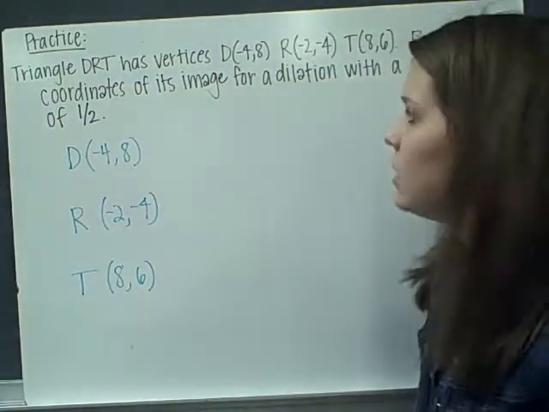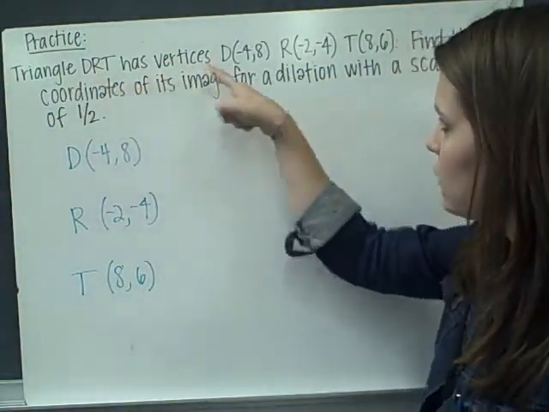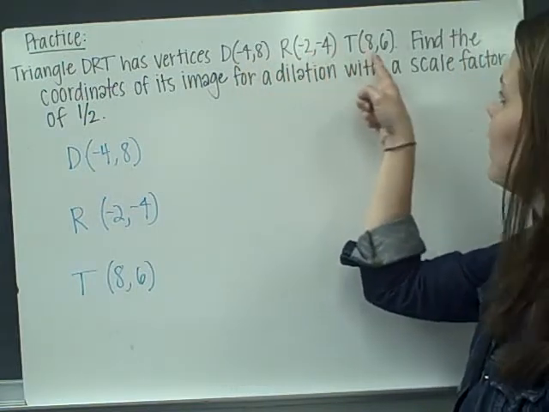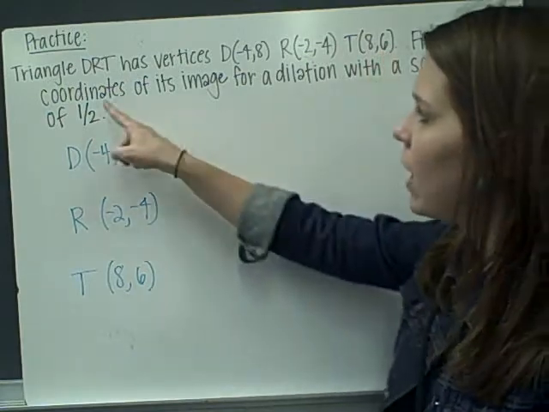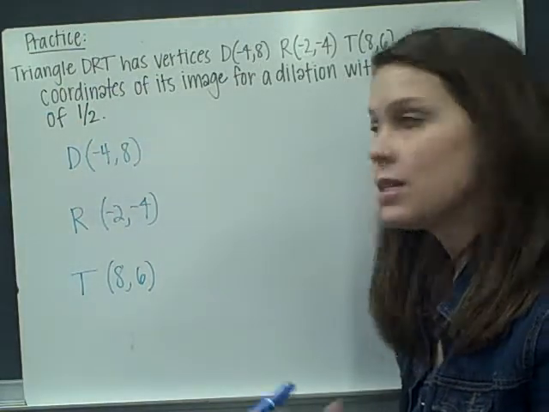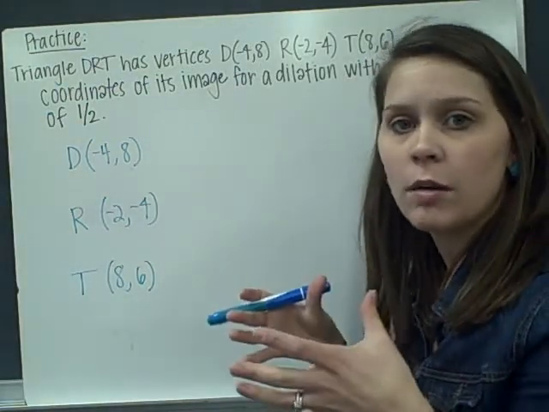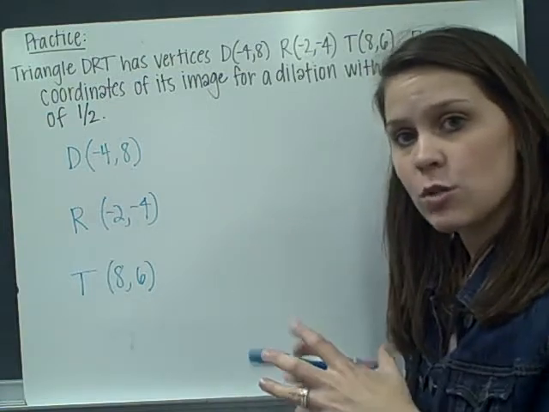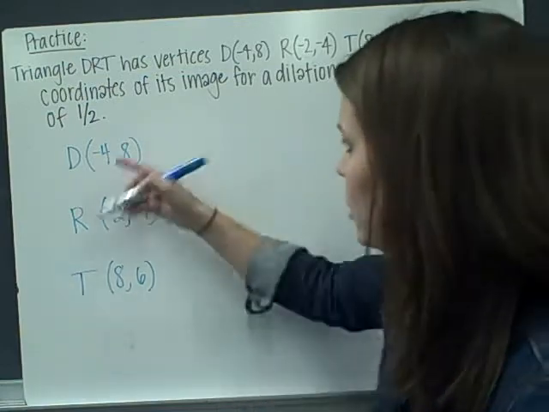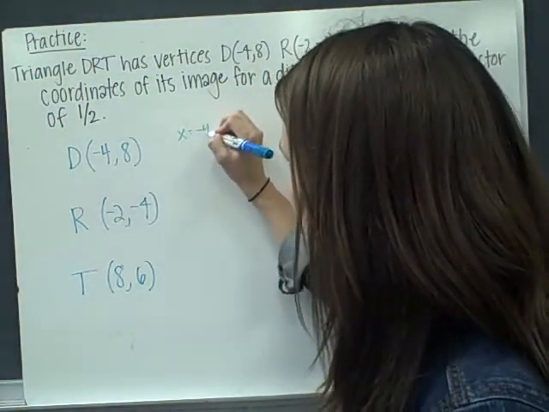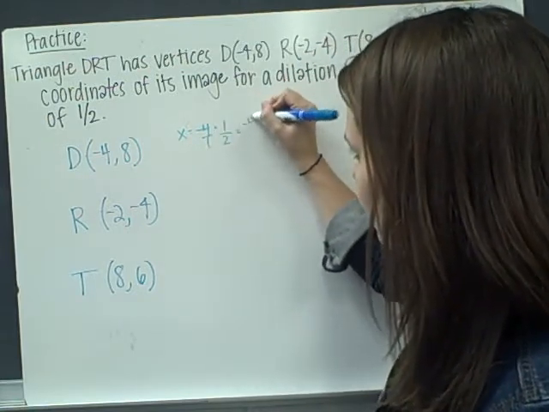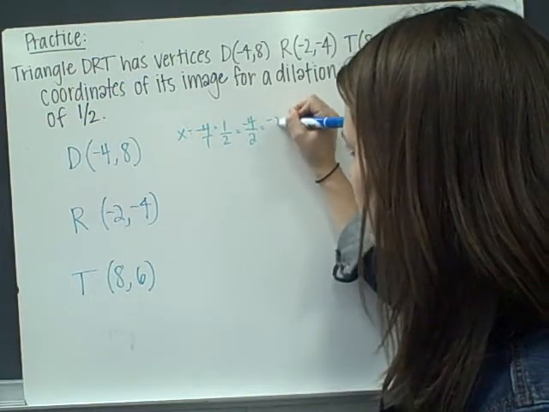So let's do some practice. So it says triangle DRT has vertices with D is -4, 8, R is -2, -4, T is 8, 6. And we want to find the new coordinates when we dilate it with a scale factor of 1/2. Well, because it's dilating to 1/2, that means that triangle is going to get smaller. So we have to multiply all of our x values and our y values by 1/2. So my x value is -4 times 1/2. So I get, remember this is over 1, so I get -4 over 2. So this new x value is -2.